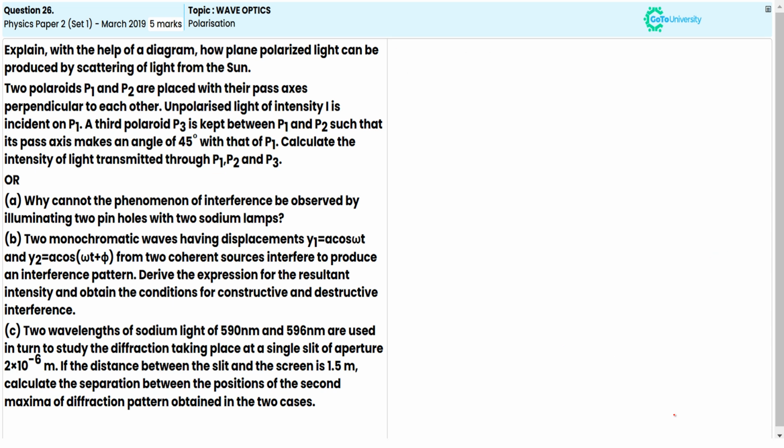Second part here. Why cannot the phenomenon of interference be observed by illuminating two pinholes with two sodium lamps? Because two independent sources cannot be coherent, or they are not coherent.